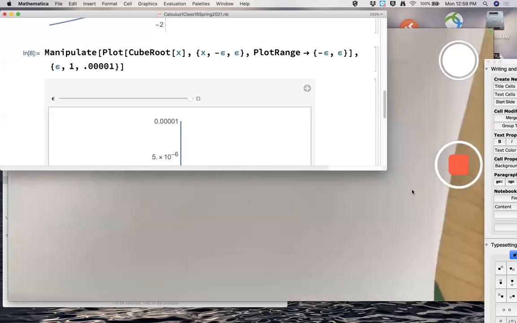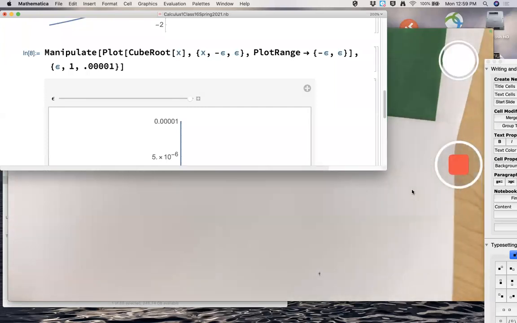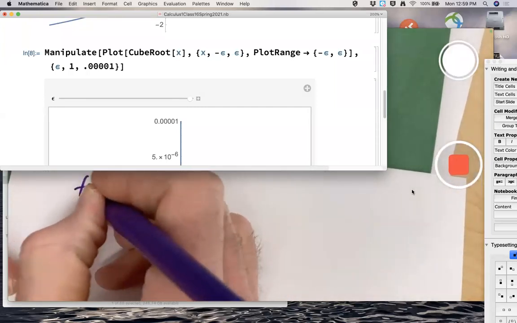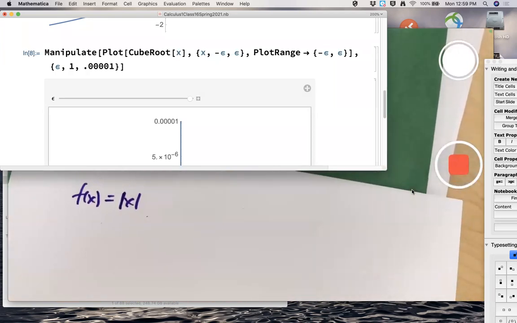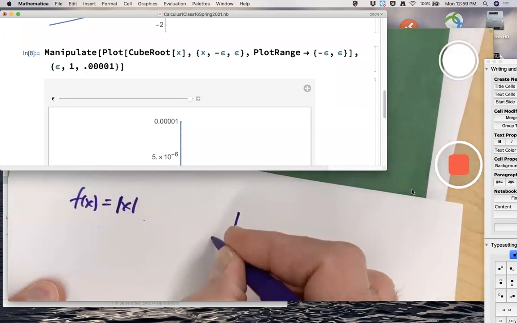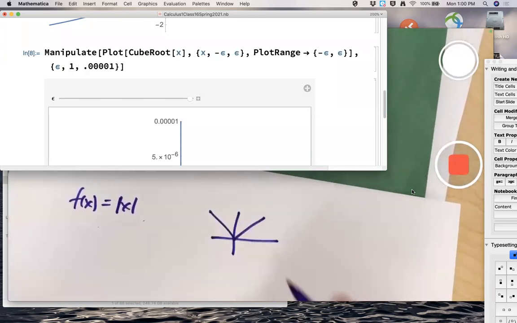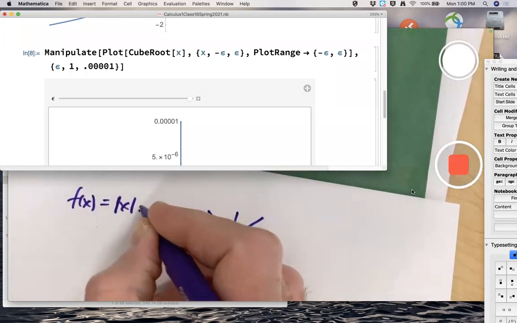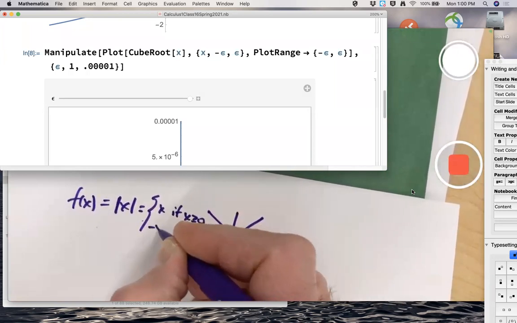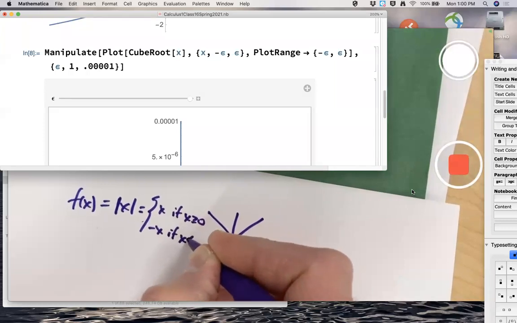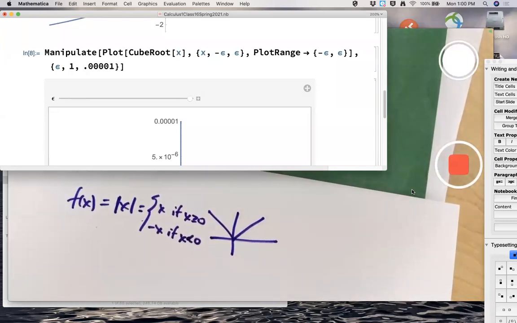Let's consider another example. Let's consider the example f of x equals the absolute value of x. The graph of this, I hope you remember from the past, it looks like a V, right? This equals x if x is greater than or equal to 0, and equals negative x if x is negative. But realize that when x is negative, negative x is positive, actually. That's very confusing for many people, but it is true.